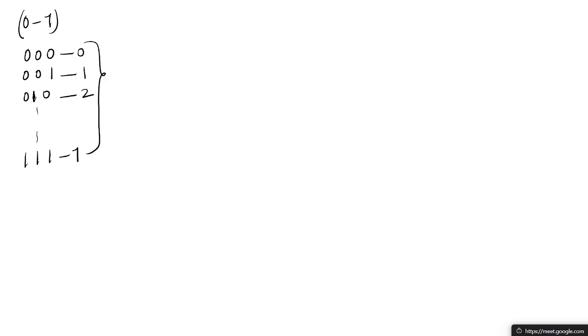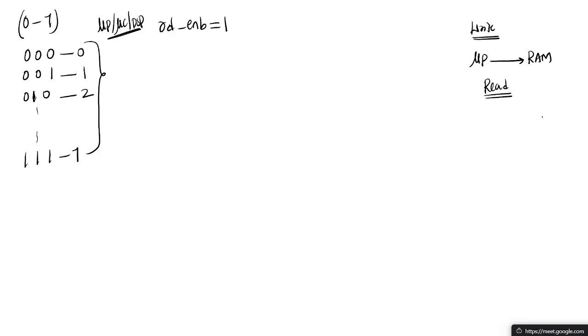For the read operation, what do you need to do? First you need to make read enable equal to 1. That means the master, whether microprocessor, microcontroller or DSP processor, wants to read the data from the RAM. Write operation is the microprocessor writing the data into the RAM. Read operation is when there is some data in the RAM and the microprocessor reads it.